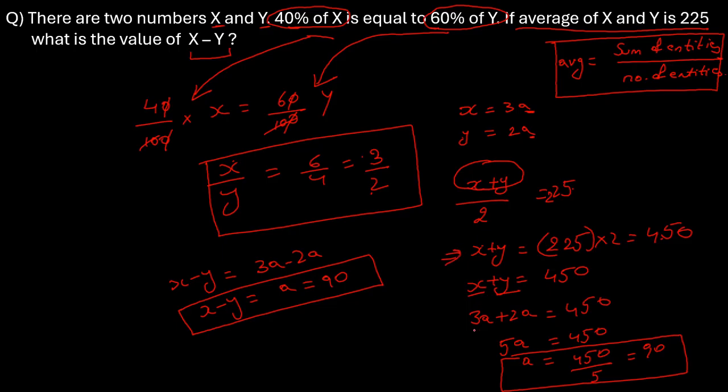So after substituting, we'll get 5a equals 450, and after simplification, we'll get a as 90. And they asked us the value of x minus y. As we have already obtained the values of x and y as 3a and 2a, and the difference is equal to a, and that value is 90. So ultimately the value of x minus y is 90.